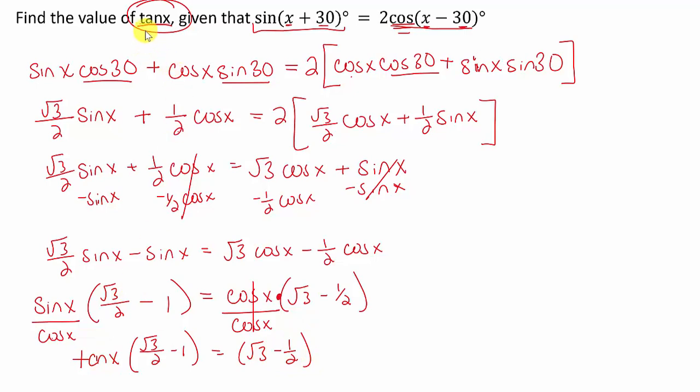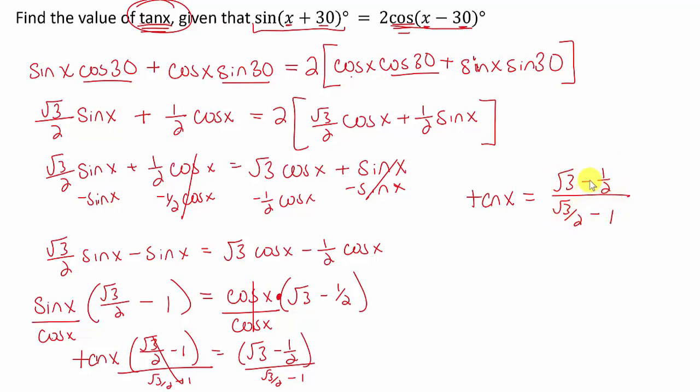And finally, since we want the value of tangent x, it didn't ask us to solve all the way for x. We just want to know what tangent x is equal to. I can divide by all that. And I know that's getting kind of squished there. But what I would get is the tangent of x is equal to square root of 3 minus 1/2 over square root of 3 over 2 minus 1.